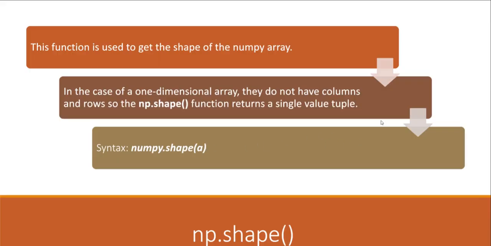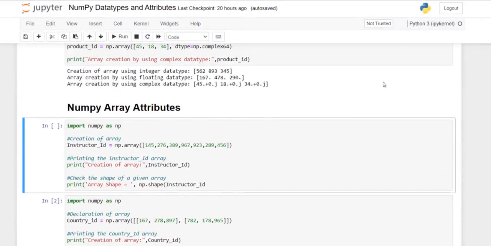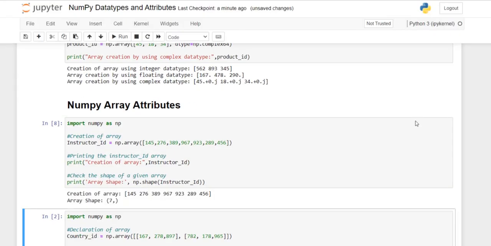Now let's see an example to understand the concept of np.shape. In this example, first we have imported the NumPy library with the alias name np. After that, we have created an array with the name instructor id and used np.array function. After that, we have used the print statement and printed the statement creation of array with the instructor id name. Now we will check the shape of a given array by using np.shape function. Now I will execute this code. After executing this code, it displays the array shape, that is 7. That means it consists of 7 elements in the array.